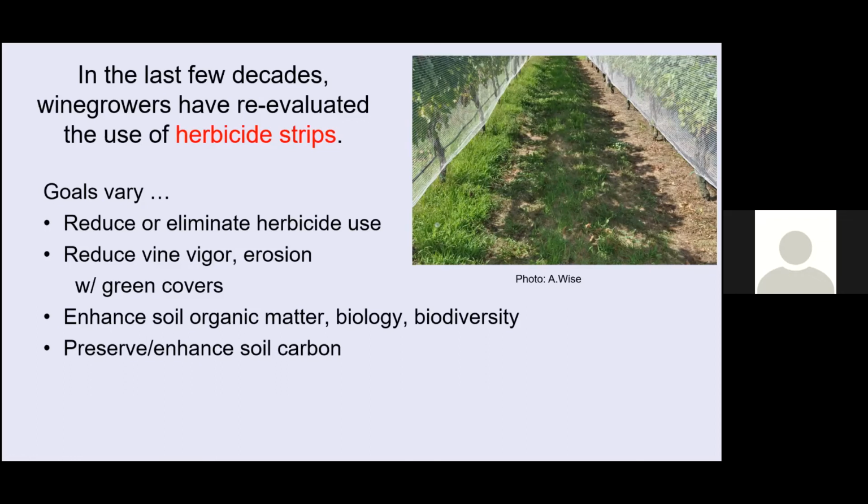And there's a lot of focus on soil health, enhancing organic matter. Natural organic matter can be as low as 1%, so enhancing organic matter and biodiversity and things like that is very important here. And preserving and enhancing soil carbon. That's something agriculture is going to hear more and more about as we start to worry more and more about climate change.